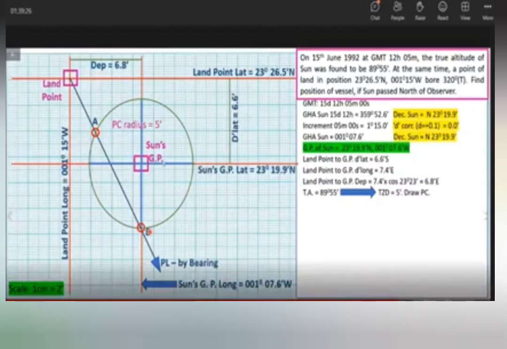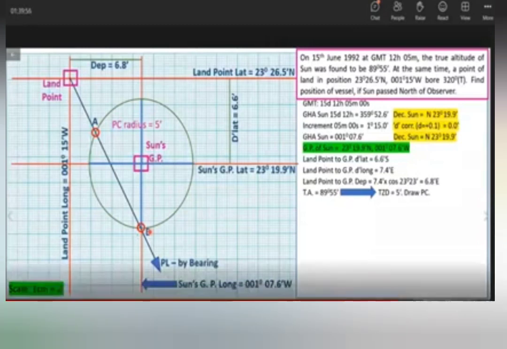वेरी गुड बेटा. जो ये GP देख रहे हो आप, which is the center of our position circle, this GP, ये किस चीज की पोजीशन है बेटा? ज्योग्राफिकल पोजीशन सन की. So that means the sun is here. Observer is down. Yes, observer has to be south of the sun because the sun passed north of the observer. So, correct position will be Bravo.